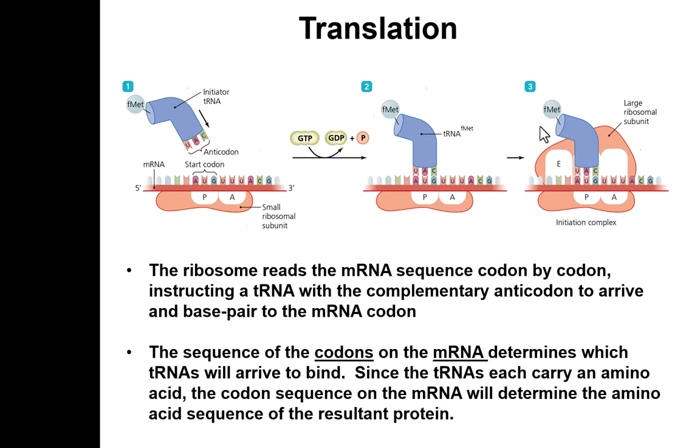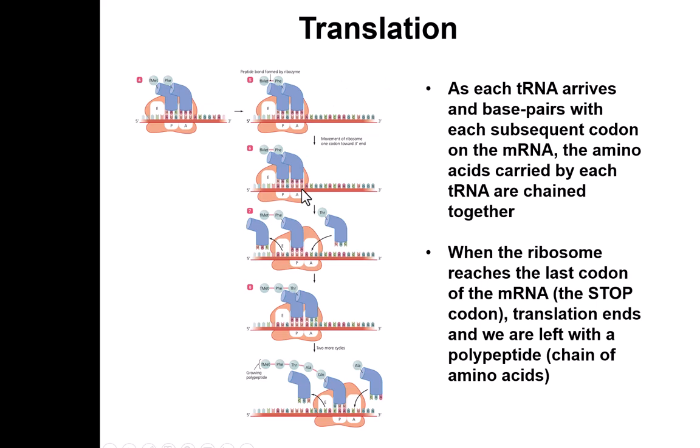Here's another picture from the book, and it's showing you what happens when you add more tRNAs. But basically, the ribosome reads the messenger RNA one codon at a time. Complementary tRNAs with their anticodons will base pair with the codons on the messenger RNA and bring amino acids with them. As that's happening, the amino acids get chained together. When the ribosome gets to the last codon, that is the stop codon, and the whole process ends, and what we're left with is a chain of amino acids.